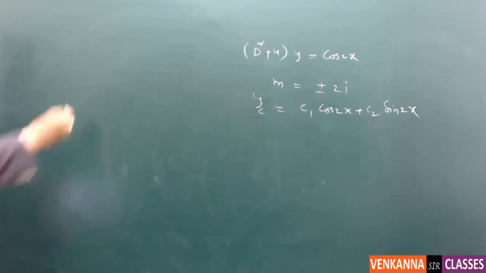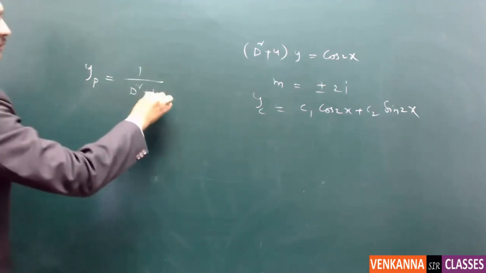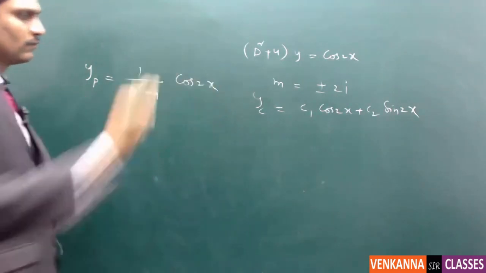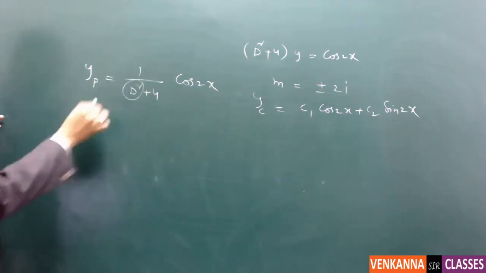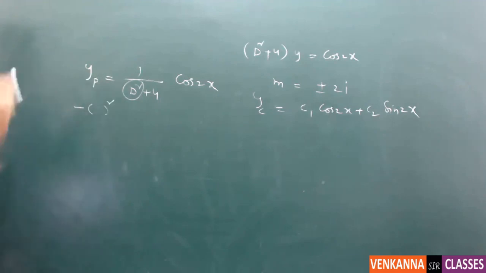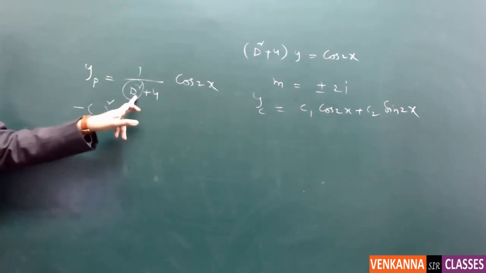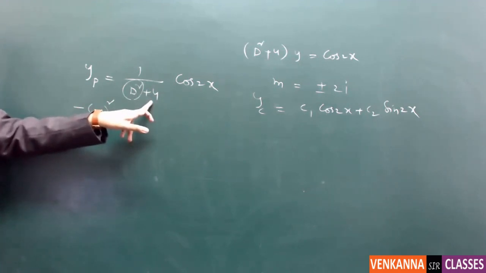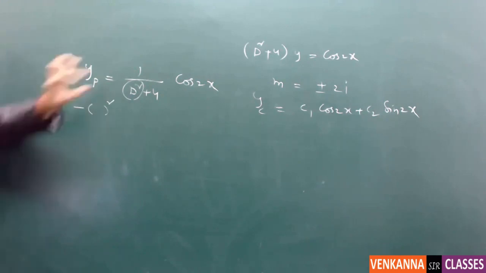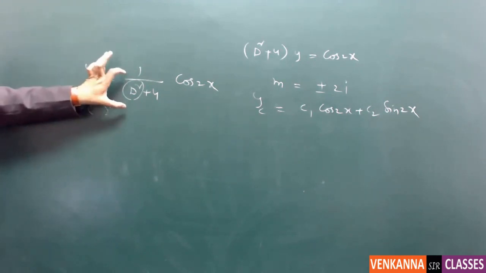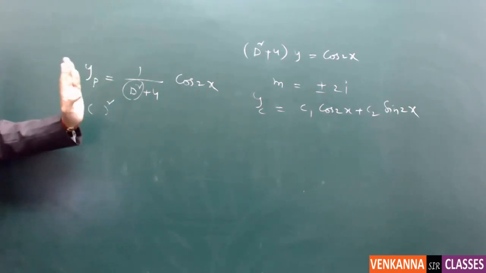Now, if you consider yp, now if you replace D square with minus the number whole square, here the number is 2. If you put the same thing here, it will become minus 4 plus 4. So the denominator gets undefined. While doing problems, such a situation will arise. For this, I am giving the formula directly. Please understand, I am not giving the theory.